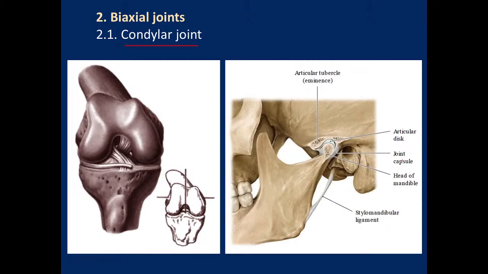Examples of condylar joints are the knee joints, as you hear. These are the two axes, the frontal and vertical. As well as the knee joints, the temporomandibular joint is also a condylar one, and it realizes movement around the vertical and frontal axes.